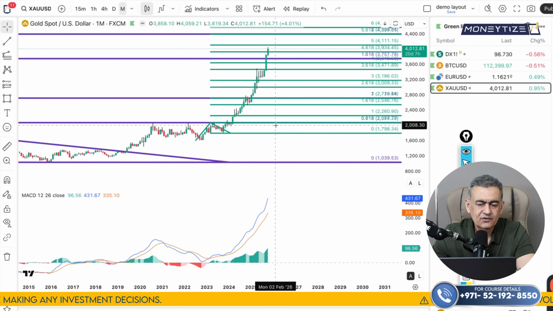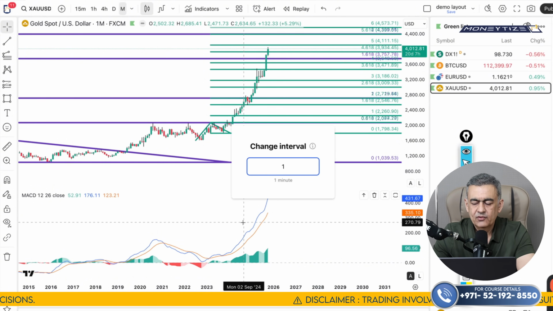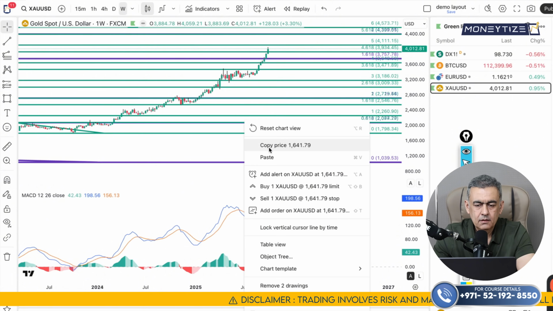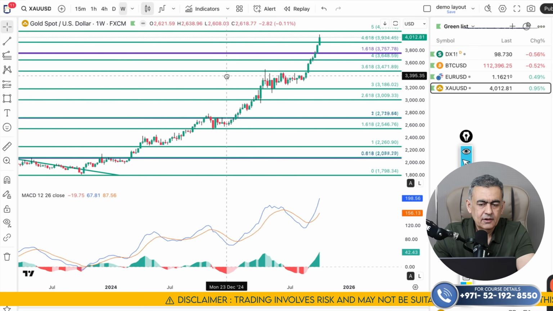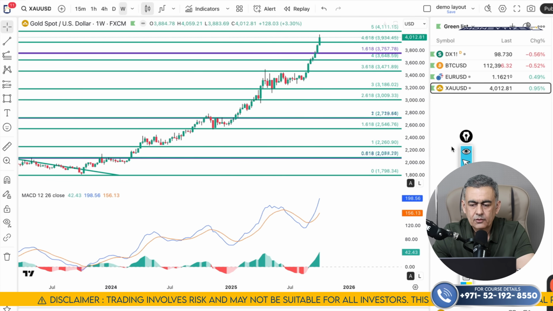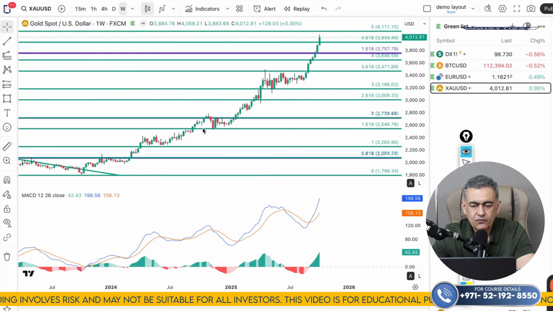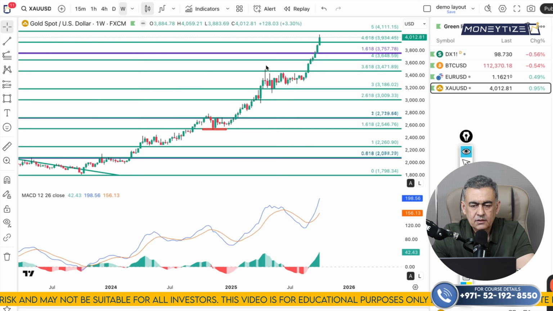Now what about the next extension? Now the next extension we can apply on the weekly frame. I'm skipping the cycles here. I'm just picking the major extension levels here based on the waves. So here I can start my next extension from the low of 2546, and then this is the high and this is the low.